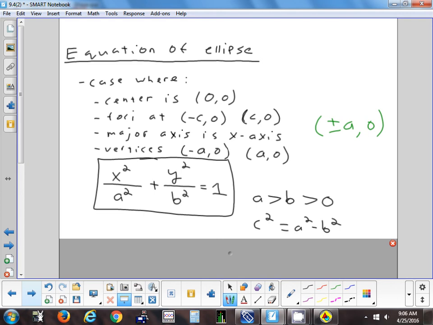And the other thing we need to know is this equation. Without this, we wouldn't be able to figure out a, b, and c. It's c squared equals a squared minus b squared.